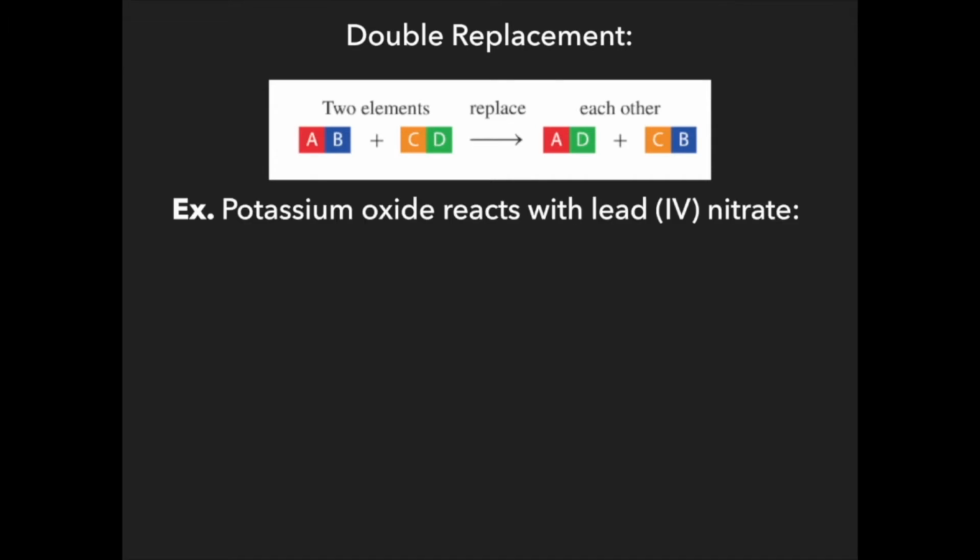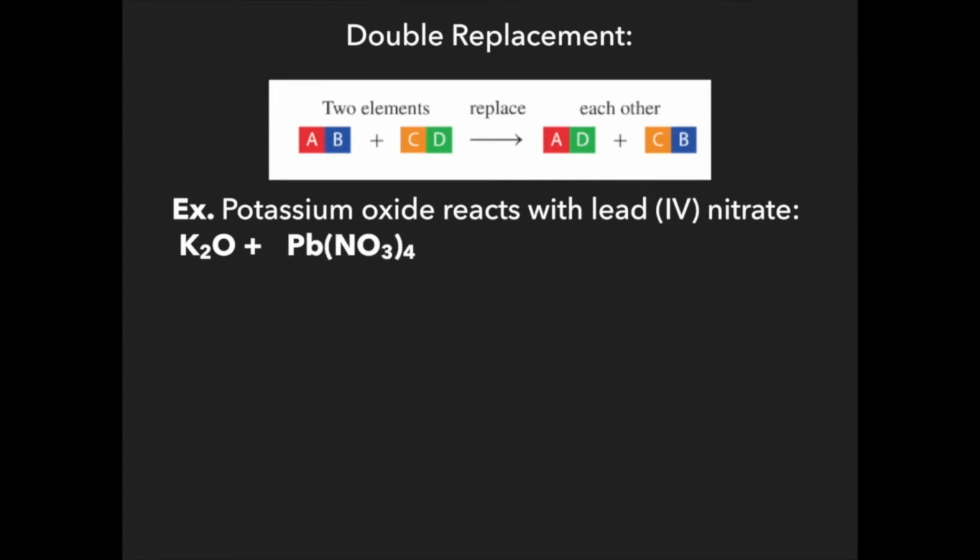So here I've got potassium oxide reacting with lead nitrate. So potassium oxide would be, potassium has a +1 charge, oxygen has a -2 charge, so K2O, plus lead nitrate, well lead has a +4 charge, nitrate has a -1 charge, so that would be Pb(NO3)4.